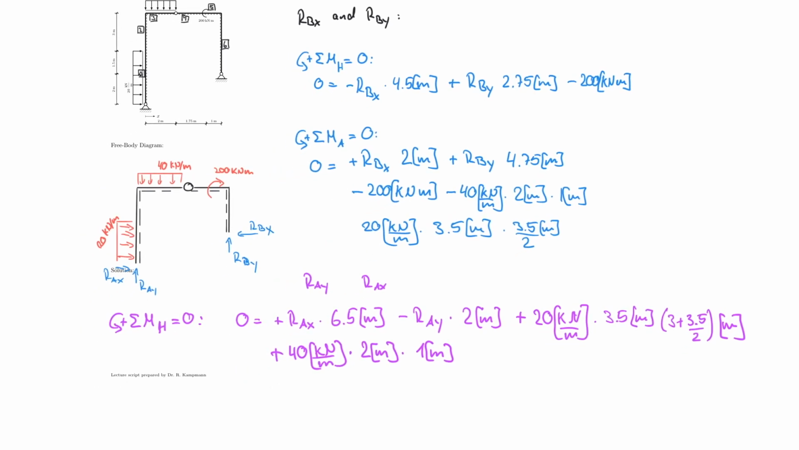Now I can set up my last equation, or my second equation for this cut. So the sum of the moments about B being equal to 0, counterclockwise positive, and 0 is equal to RAX. And what is RAX now? RAX is the distance from here to here. So that would be 2 meters, and it's turning counterclockwise. So therefore it's positive. So plus RAX times 2 meters.